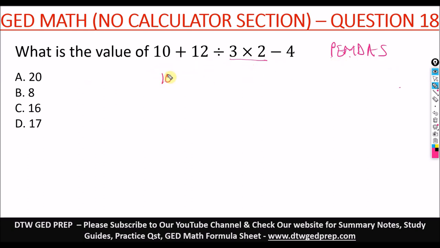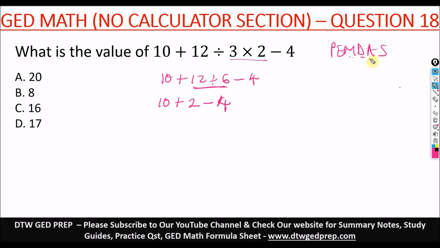Okay, so we have 10 plus 12 divided by 3 times 2 is 6, then minus 4. The next operation is division. We have division here, so we divide. So we have 10 plus 12 divided by 6 is 2, then minus 4.